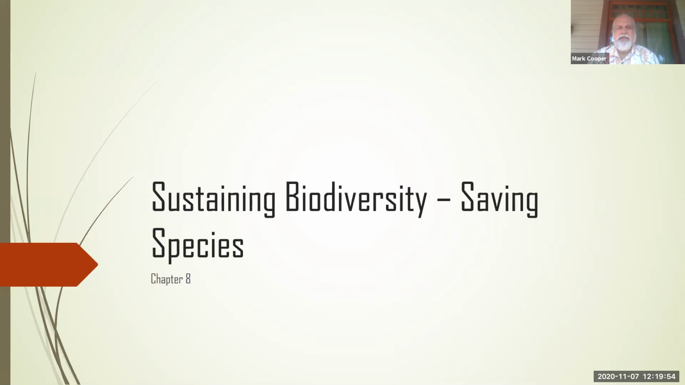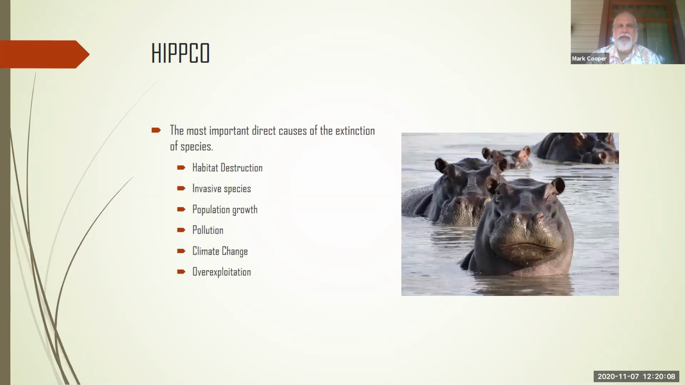So this is the second of 3 videos for this week, and this one's going to be on what we call HIPCO. And if you're smart, what you will do is make sure you know what HIPCO stands for. This is an acronym that is used for the 6 major causes of extinction to plants and animals on the planet. What is causing things to disappear? So HIPCO.